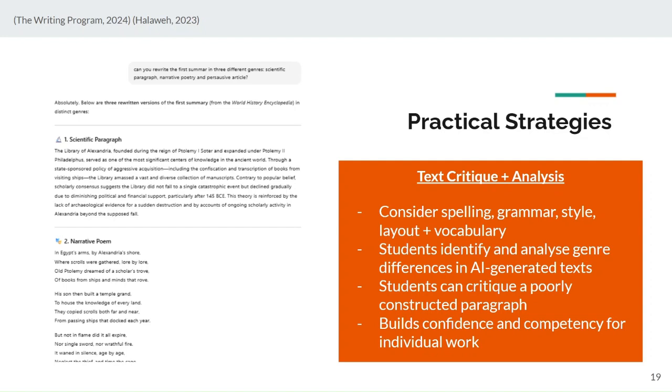Alternatively, students could generate a poorly constructed paragraph and then critique and revise it to fix grammar and spelling mistakes and more accurately match discipline conventions. This is an effective way for students to develop their own understanding of how to construct a well-written text, giving them the competency and confidence to write their own for other activities or assessment.